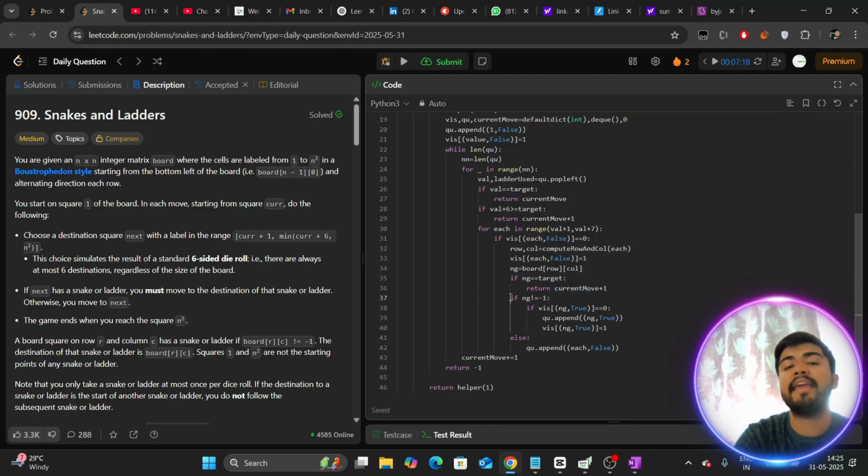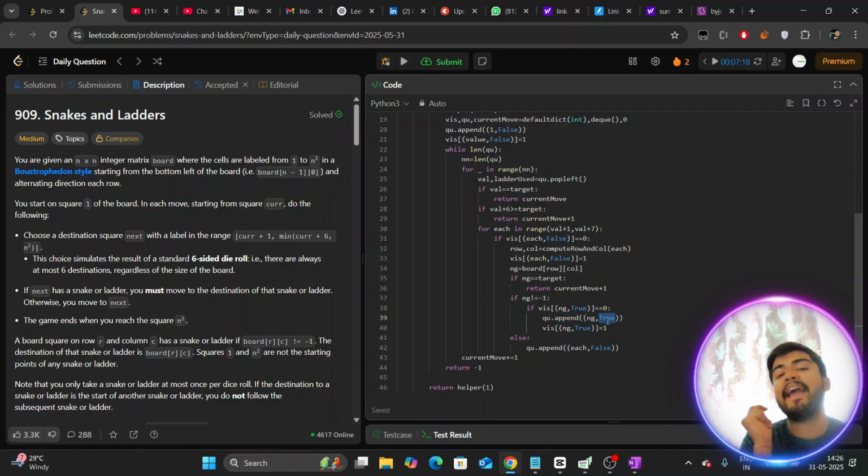Now the other case: if my neighbor is not equal to -1, if it is not the target altogether, and it is not -1, that means I have to go to some cell. Now this go is using some ladder and snake, because my neighbor is not -1. So the go that we are trying to explore is using some snake and ladder. So I have to check visited of neighbor now true, because I am reaching here using some snake and ladder. If this particular cell is not explored, then I am allowed to explore it. So I am going there: queue append neighbor and true.